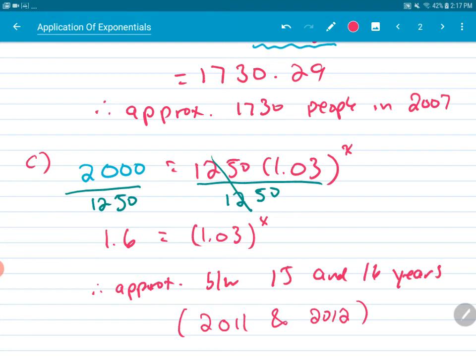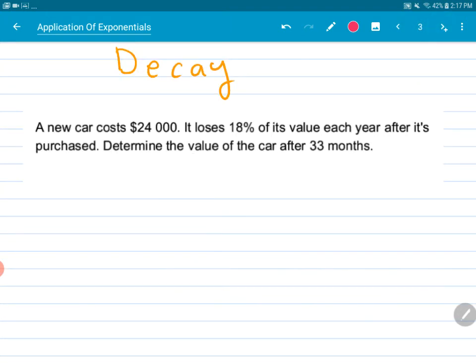So we're going to do one last example here just so that we have an example of decay. So in decay, it's going to be the opposite, and we're going to say that our base will end up being 1 subtract the rate. And remember that it is a decimal. So in this question, it says a new car costs $24,000. It loses 18% of its value each year after it's purchased.